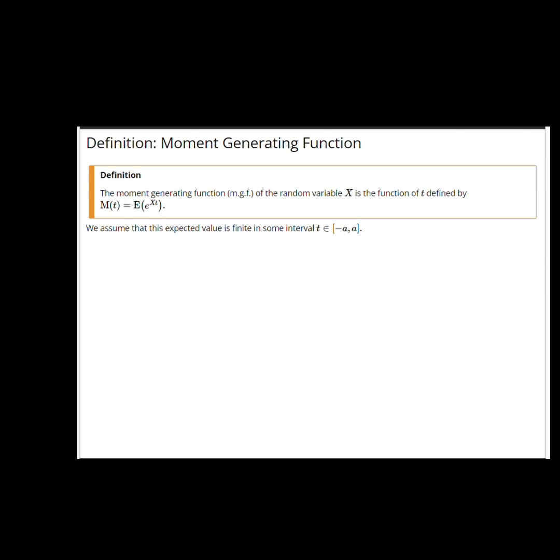So the moment-generating function is a whole bunch of expectations, not a single one, because it's a function of t, the argument t. And you'll notice that if I put t equals 0, I get the expected value of e to the x times 0, which of course is 1. The expected value of 1 is 1. A moment-generating function evaluated at 0 is always 1.